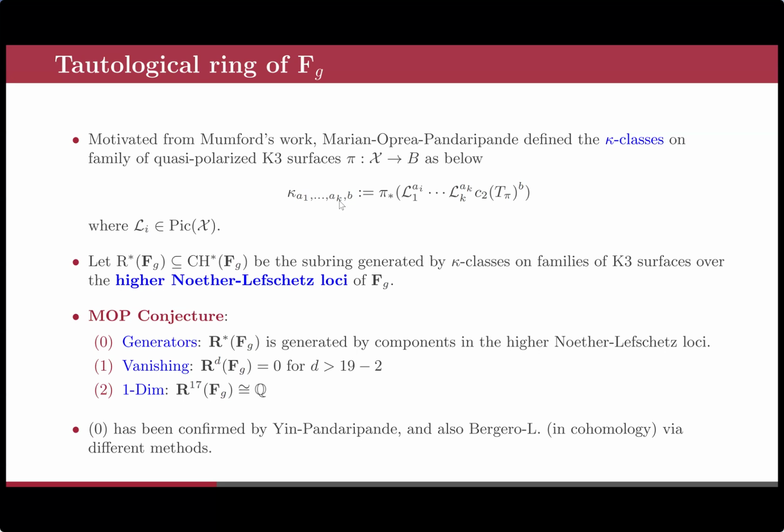I want to mention that the first statement, the part on the generators, has actually been confirmed by Ying and Panda themselves, and also by Bajihong and myself. But our work is in cohomology, and we're using a different method. The method of Ying and Panda uses Gromov-Witten theory, which works for K3 surfaces. But our work works for Shimura varieties, so it's a little different.